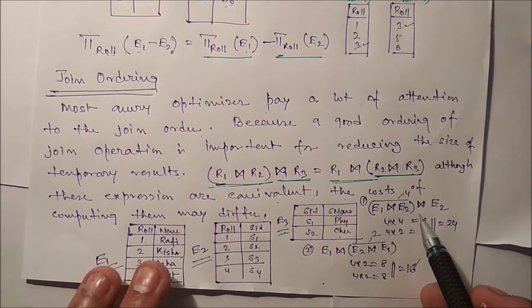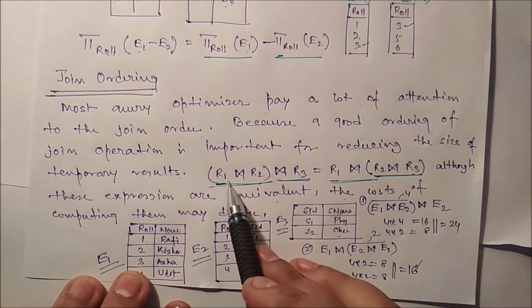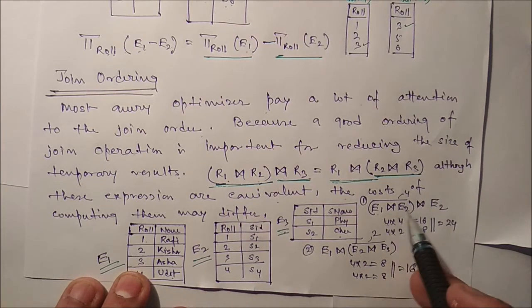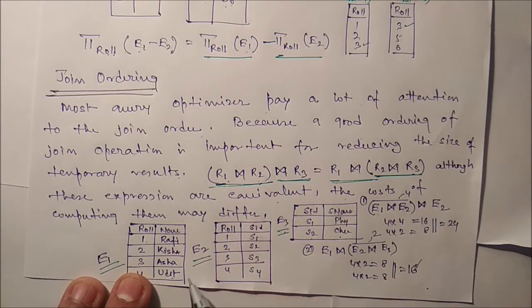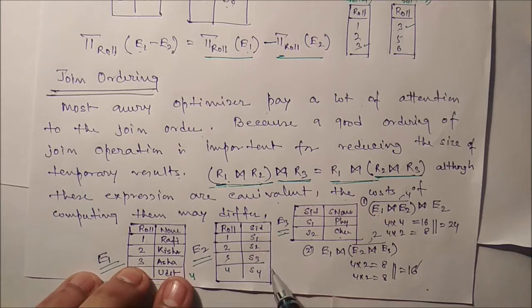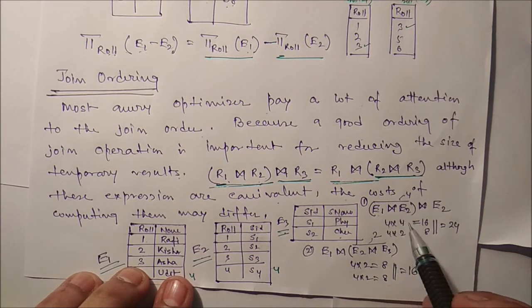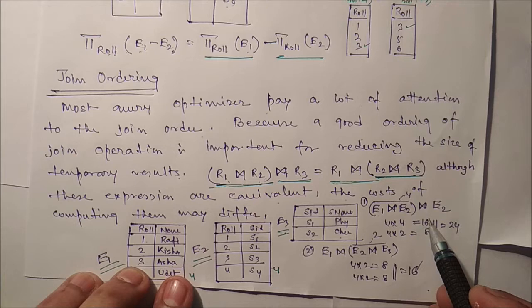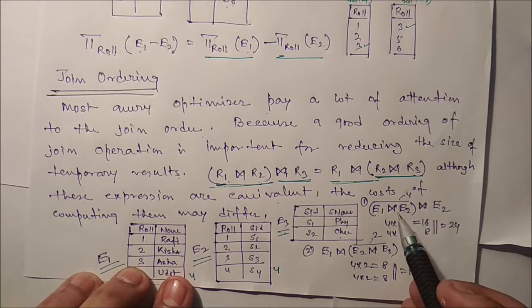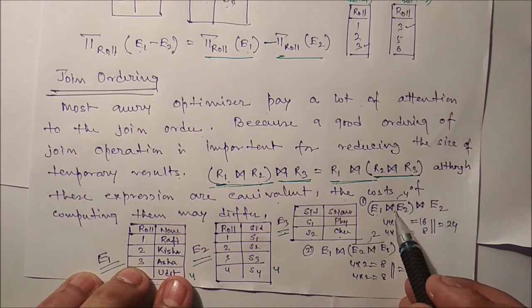Now, suppose we join E1 and E2 first. The size of the table is 4, and here the size of the table is 4. So we need 4 into 4. That means the intermediate table size should be 16 first. Then we apply the equijoin here, then the selection condition. So in the join, first of all we apply the Cartesian product, and after that we have to apply the selection condition.